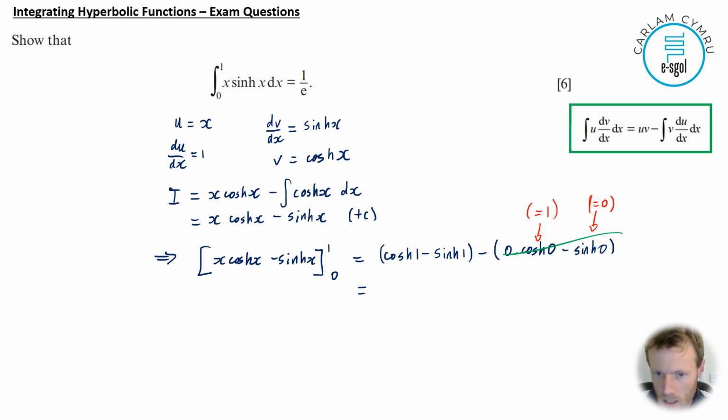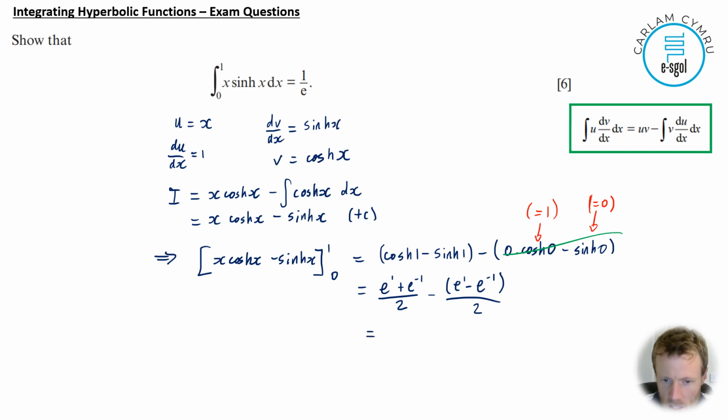Now I'm going to change these for the exponential definition. So this is going to be e to the power of 1 plus e to the power of negative 1, all divided by 2. That's what the cosh of 1 is. And then for sinh, we get e to the power of 1 minus e to the power of negative 1, all divided by 2.